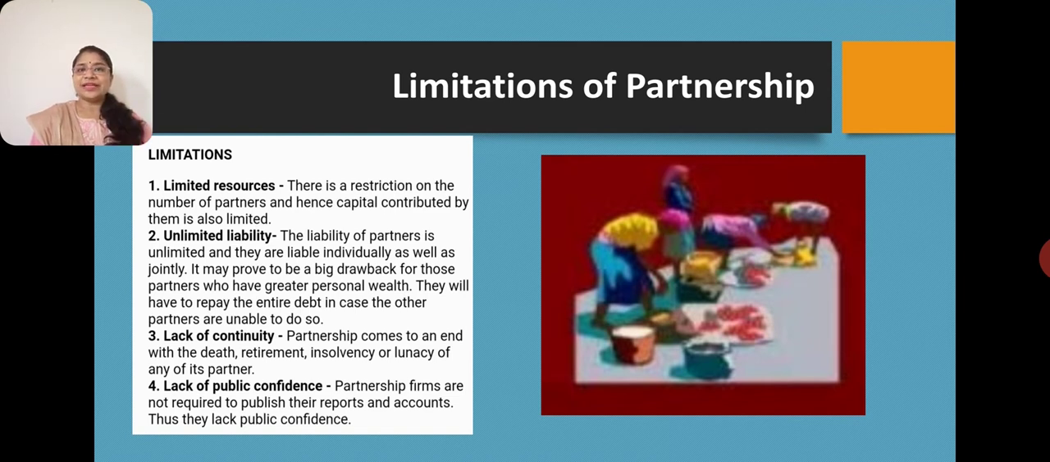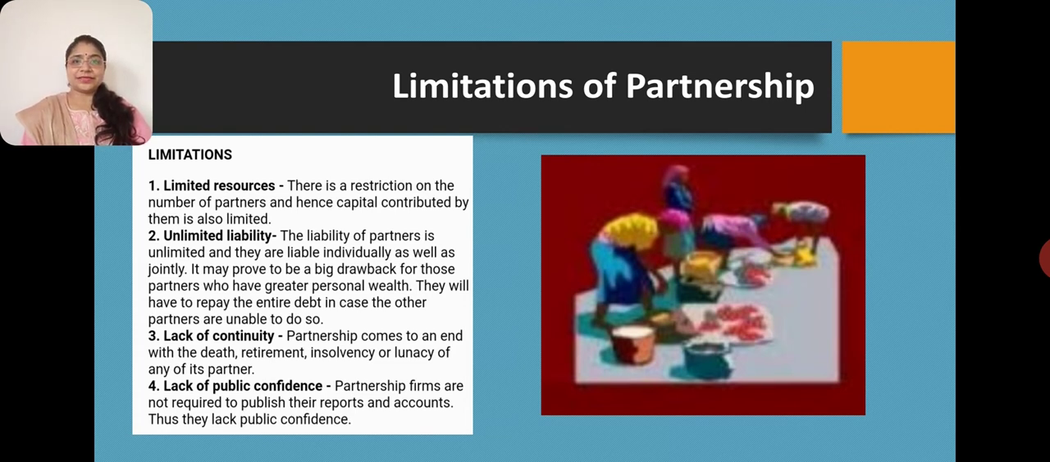Now, while understanding this, a question comes: can there be any demerit of the partnership? Yes, limited resources. We studied that as the number of partners increases, capital also increases, but the government has restricted the number of partners to 50. You cannot take more than 50. So there is a limit put by the government here, and we say there are limited resources.